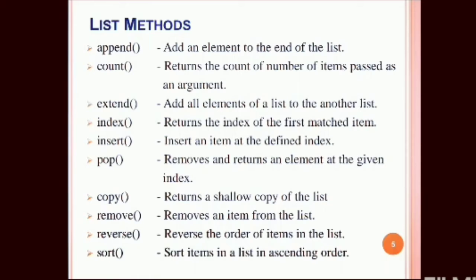Seventh one is copy: return a shallow copy of the list. Eighth one is remove: remove an item from the list. Ninth one is reverse: reverse the order of items in the list. 10th and the last is sort: sort the items in a list in ascending order.